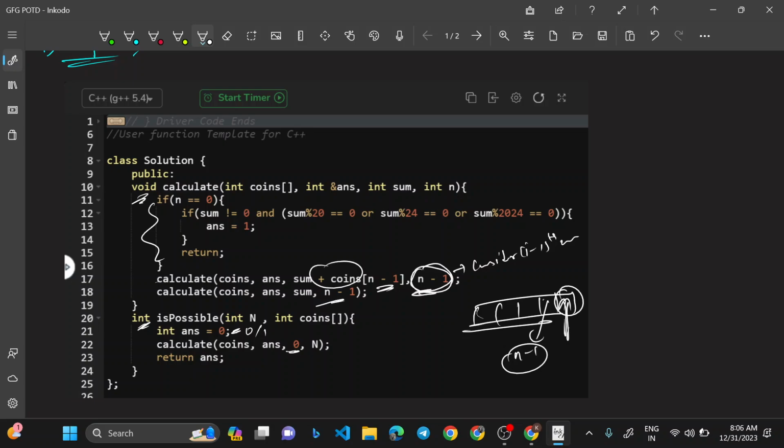So if you consider, you'll be adding. If you do not consider, you will not be adding anything. At each and every step you're considering every possibility, and finally when you come to n equal to 0, that means you have exhausted all the coins. Now you'll be checking if your sum is not equal to 0.